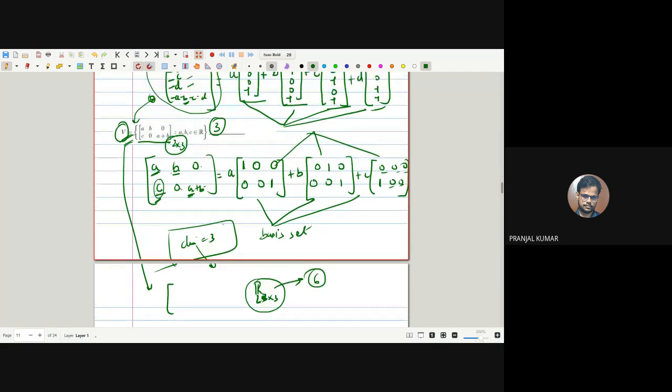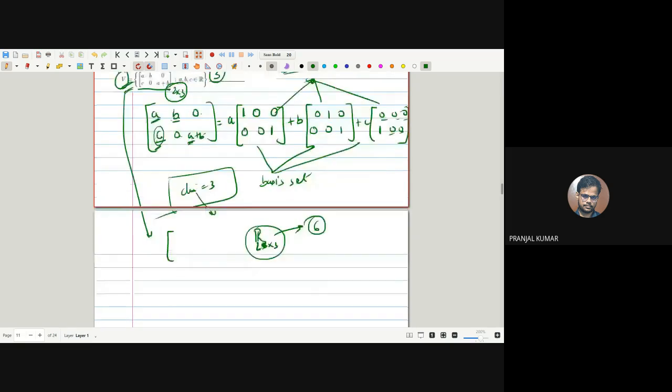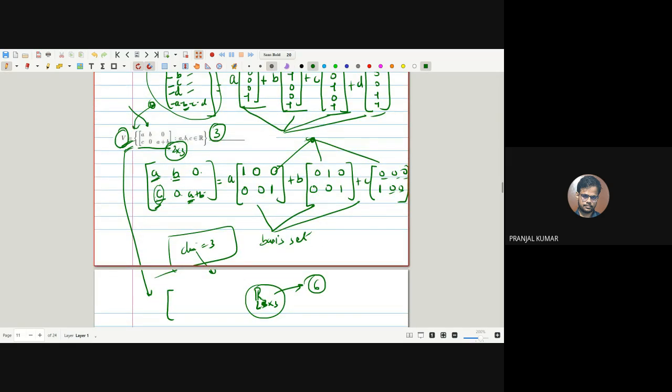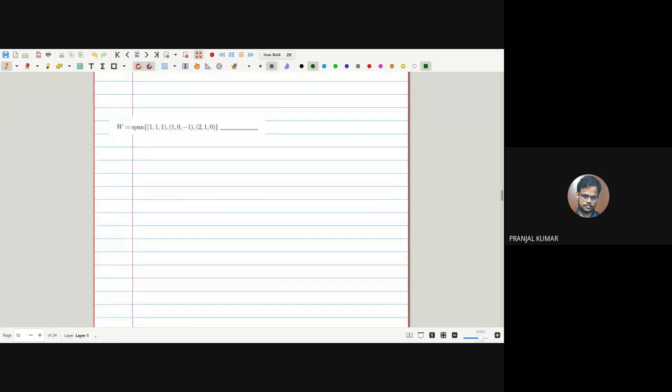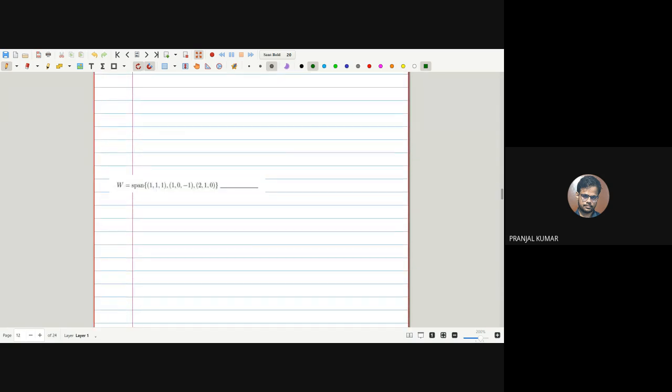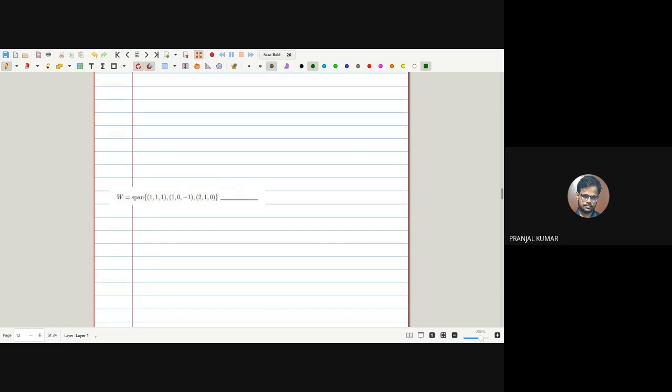Clear? There most probably will be a question on matrix vector spaces. So this is also a vector space. I told you yesterday that it is just a set of objects. It need not be just vectors. It can be matrices as well. Now they are asking you what is the dimension of this subspace.